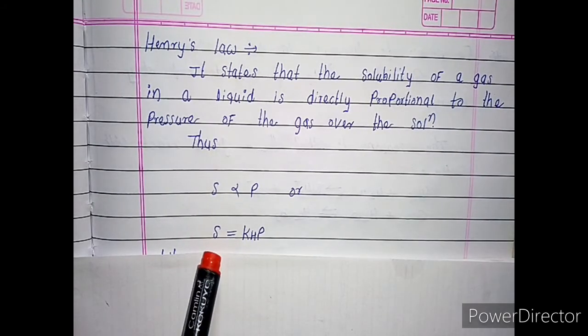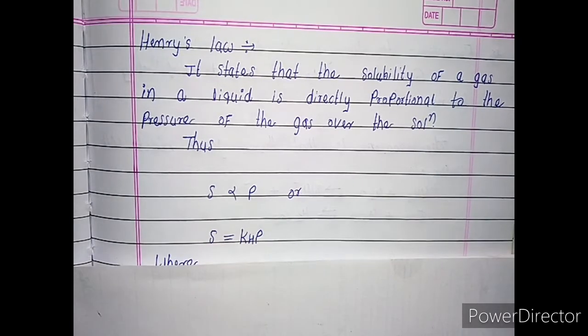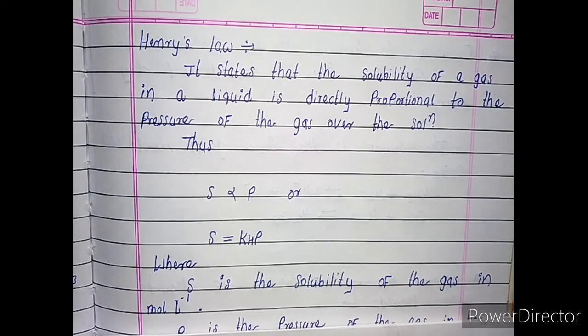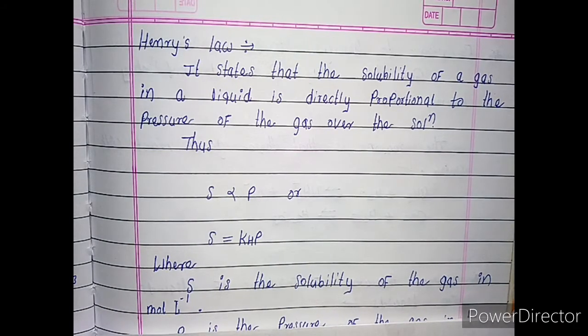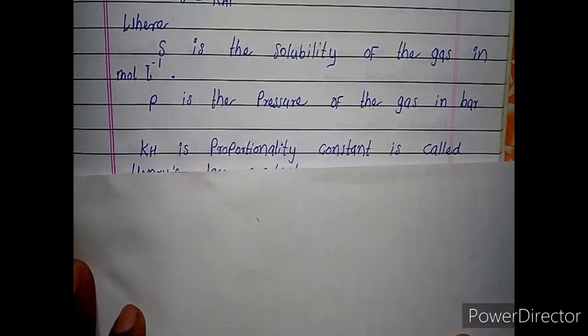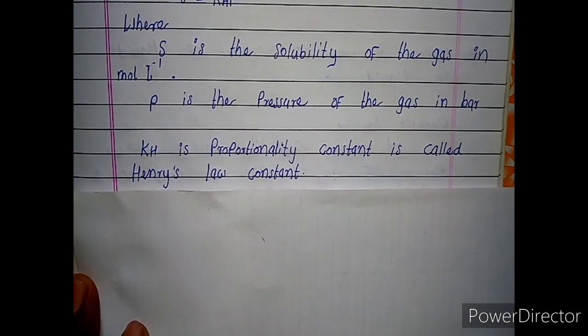where S is the solubility of a gas in a liquid, expressed in the unit moles per liter. Second, P stands for pressure. Pressure one can express in bar. And KH is a proportionality constant. It is called Henry's law constant.